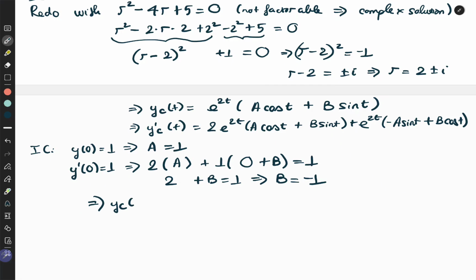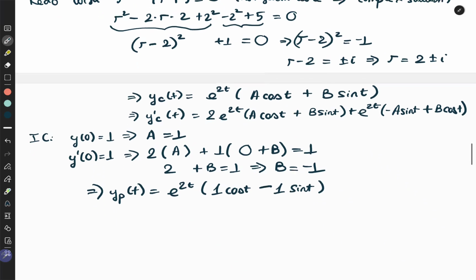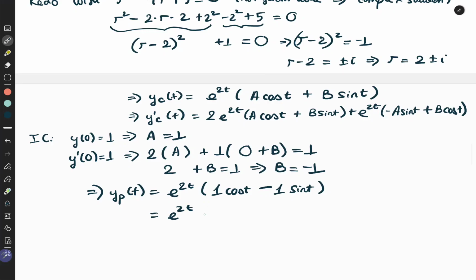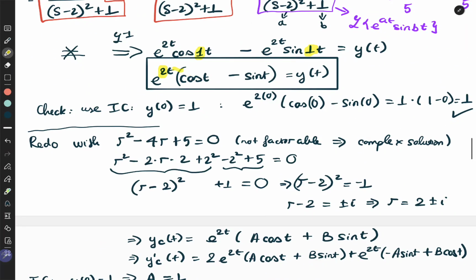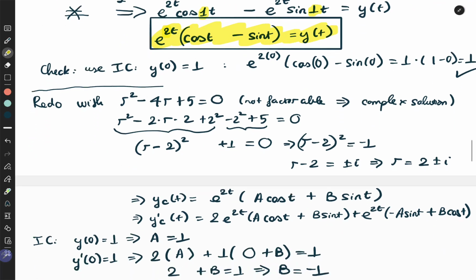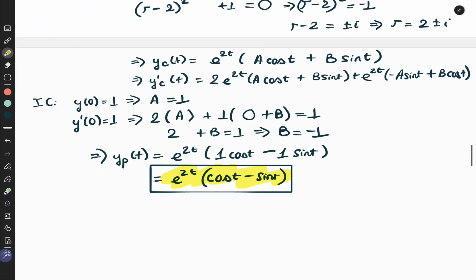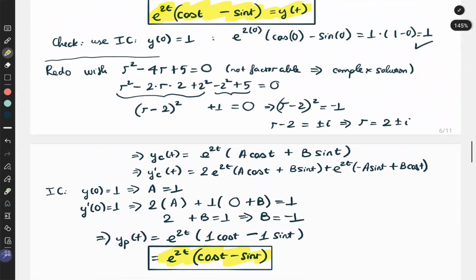Therefore, the solution, actually, it's not a particular solution, it's going to be e^(2t) (1 cosine t minus 1 sine t), which is no more than just e^(2t) (cosine t minus sine t). And is it the same as this one? There you go. Voila. You have the same solution.